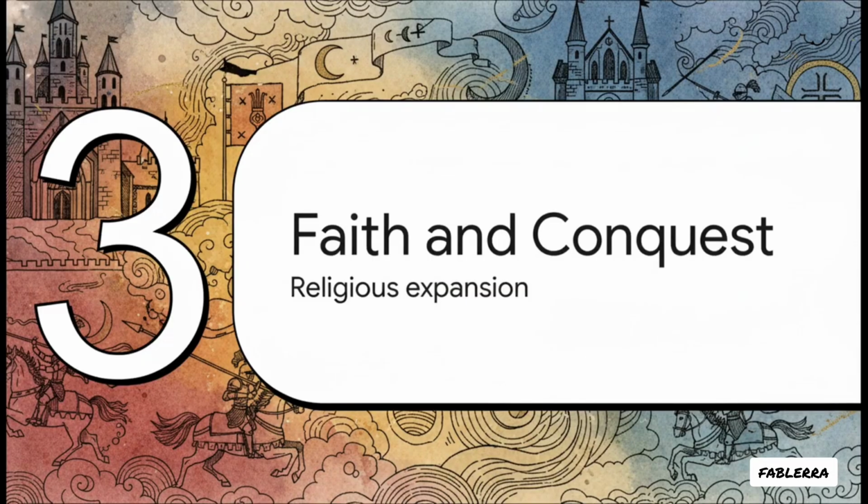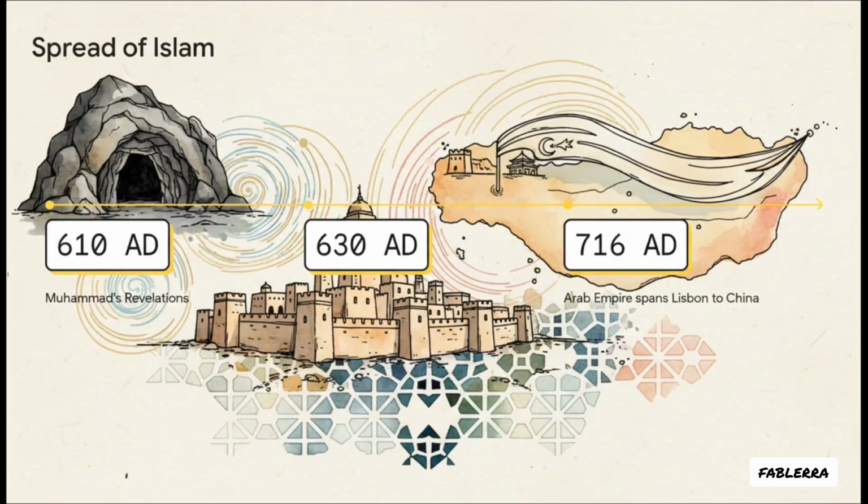All right, part 3, faith and conquest, religious expansion and nomadic invasions. Moving right into the medieval era, global history really starts being driven by the clash of monotheistic religions. Take the rapid spread of Islam, for instance. It all starts in 610 AD with Muhammad's revelations in a cave near Mecca. By 630 AD, Muslims had taken Mecca itself.